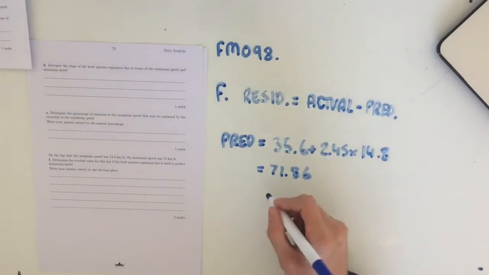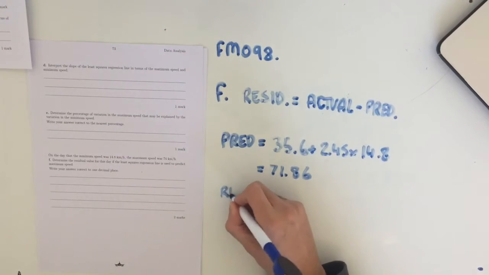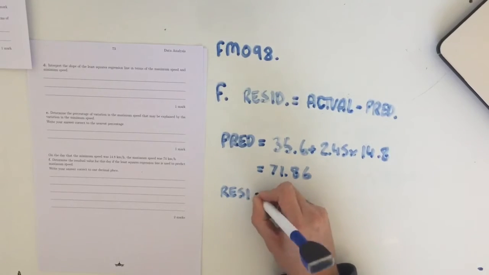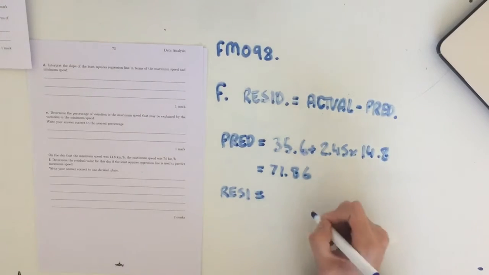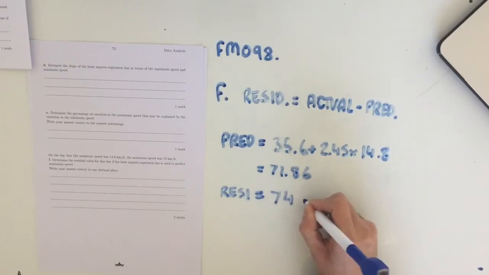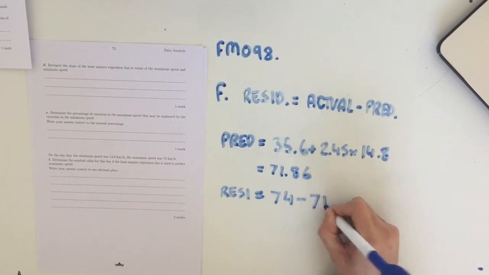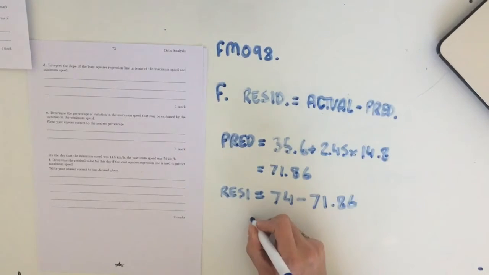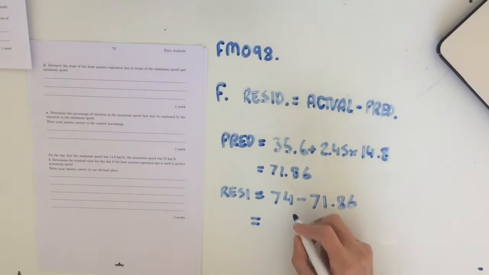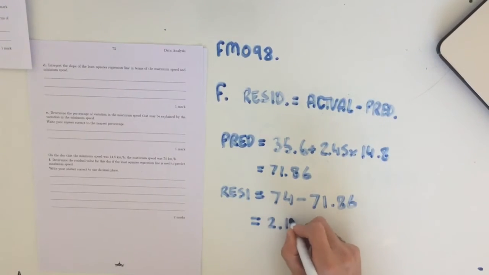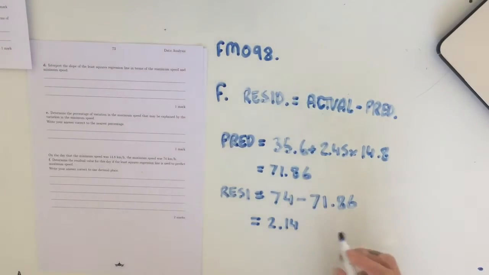So the predicted value for maximum speed is going to end up being 71.86. So then to find our residual, to abbreviate to resi, that's going to be our actual value of 74 minus our predicted value of 71.86, which is going to give us a final value of 2.14. And they want the answer to one decimal place, which means that we're going to round this to 2.1.